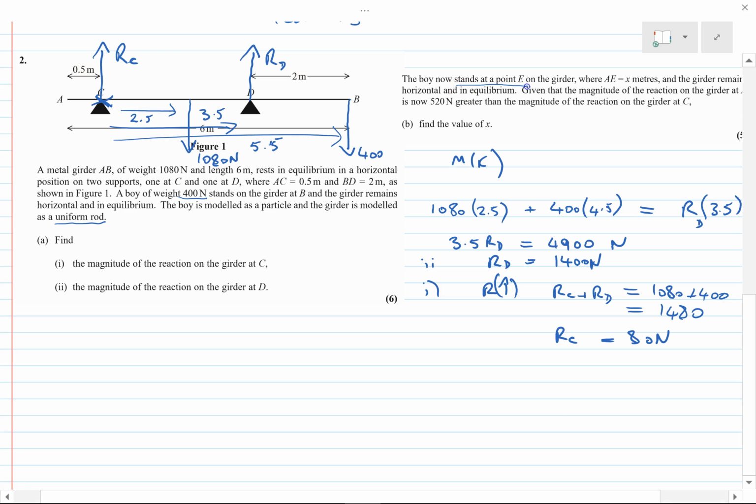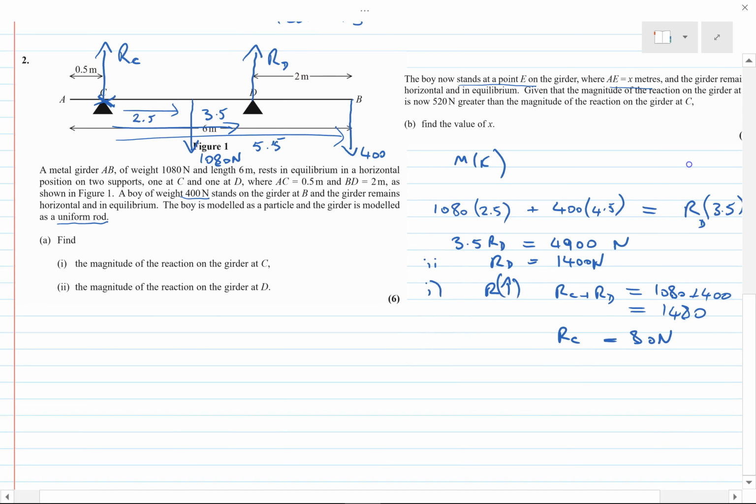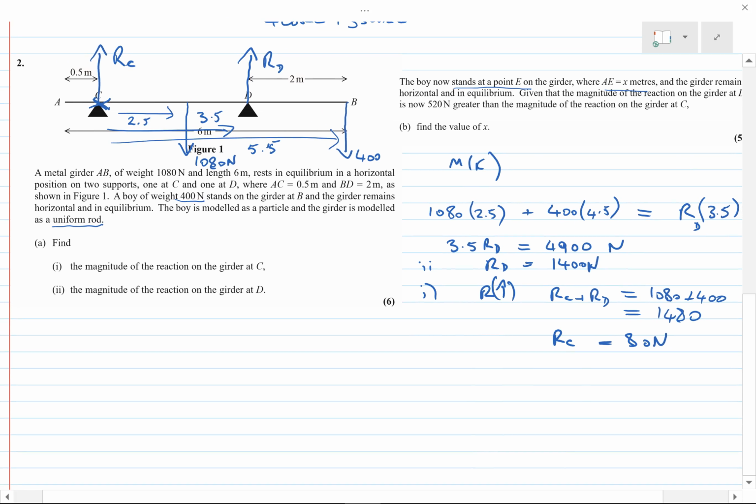The buoy now stands at point E, where AE equals X, and the girder remains horizontal in equilibrium, given that the magnitude of the reaction at D is now 520 greater. Okay, let's draw the diagram again.